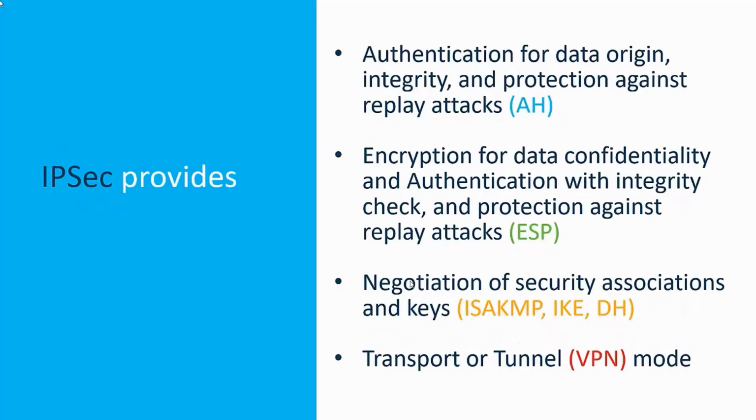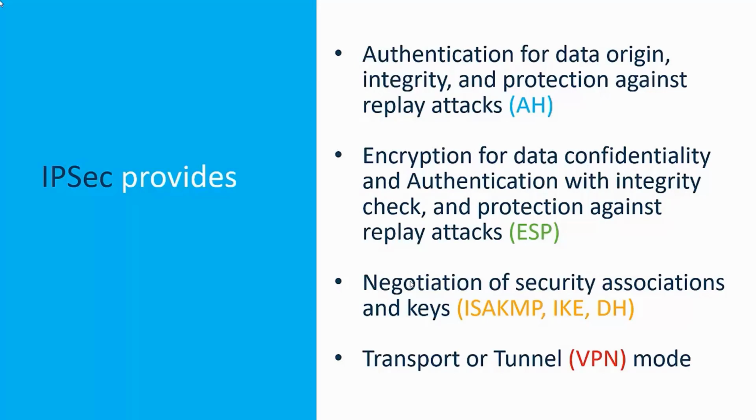IPsec provides us with some basic things that are needed in security. One, authentication for data origin, being able to authenticate that your data came from where you think it came from, integrity, that it wasn't changed en route, and protection against replay attacks if the data was intercepted, like in a man-in-the-middle attack. AH, or authentication header, can provide those things through IPsec.